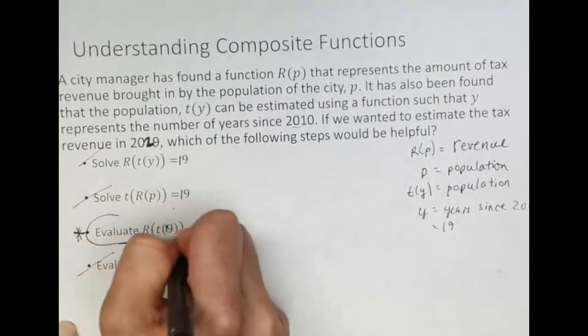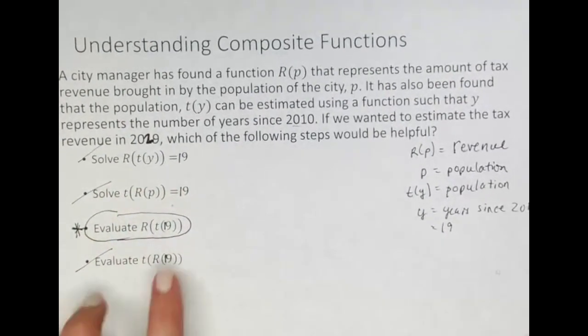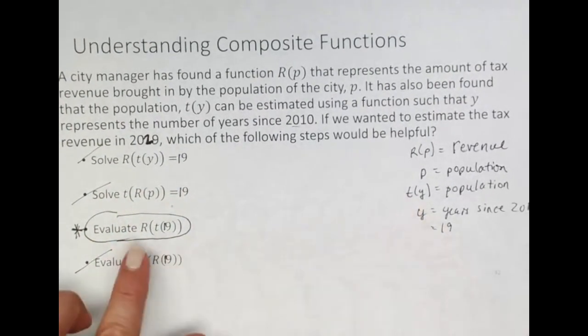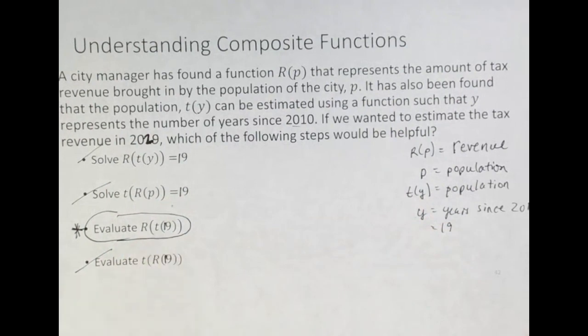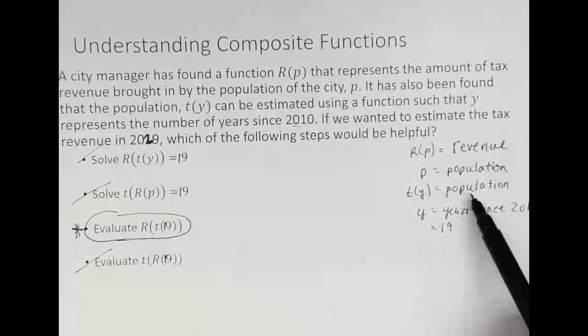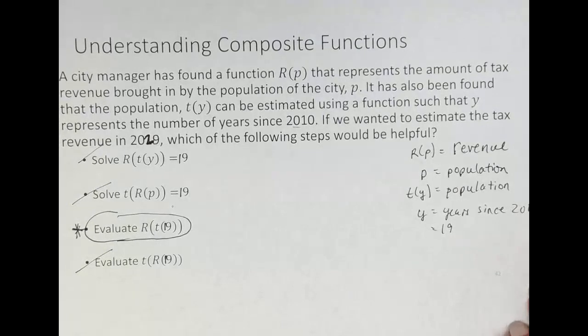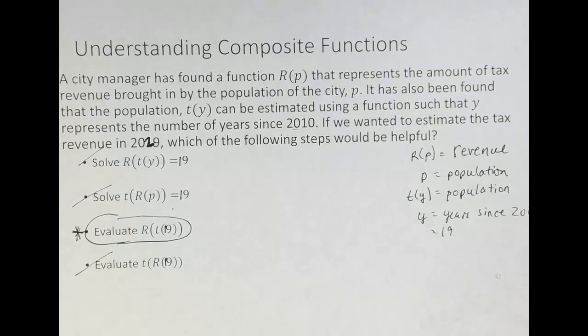So here's what I want to do. I would want to evaluate R of T of 19. T of 19 is a function that gives us population. Revenue needs population as its input. Why would I want this? Because if I want to estimate revenue in the future when I don't know the population, I need to use this function to estimate population. And I don't necessarily want to do two things. I can make that into one function, all right? Okay, so this ends the lecture for section 1.4, composition of functions.